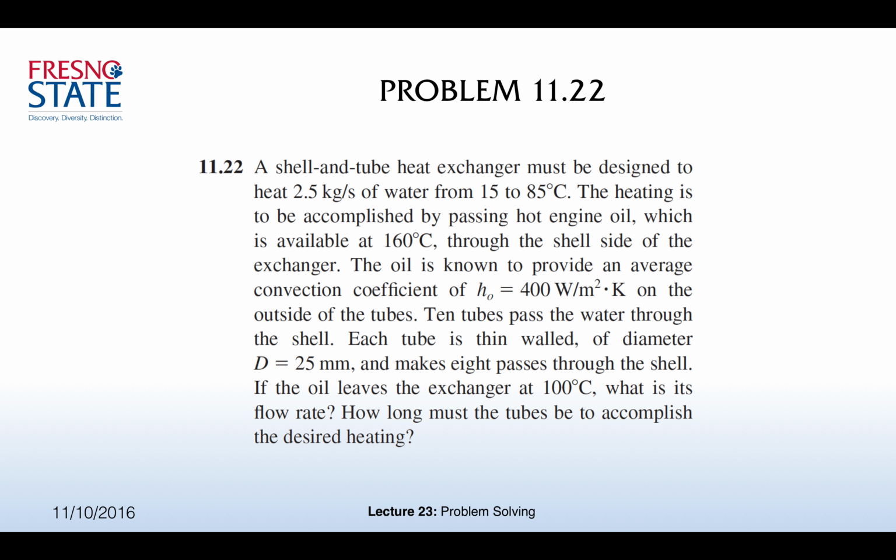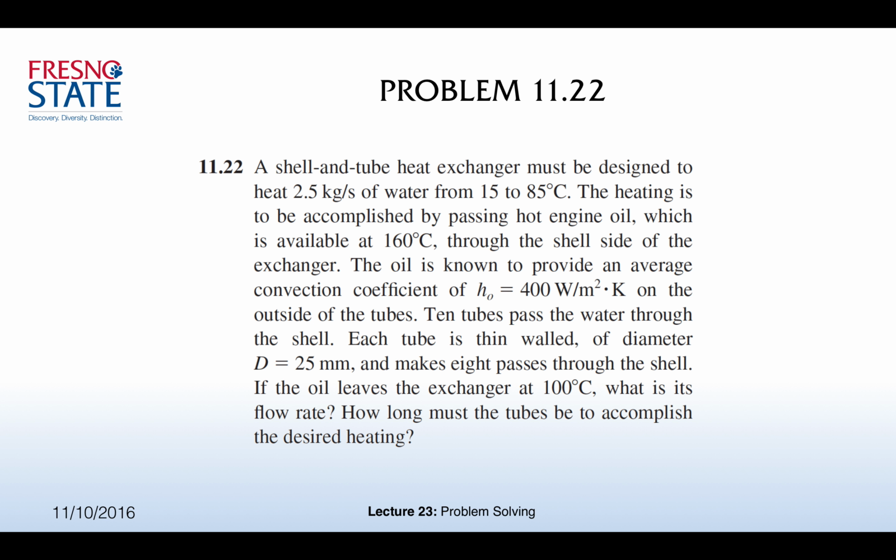Then we have 10 tubes pass the water through the shell. 10 tubes. Doesn't mean we have 10 tube passes. We have 10 tubes. Passes means turns. Passes mean turns of the tubes. So we only have one pass. 10 tubes pass the water through the shell.